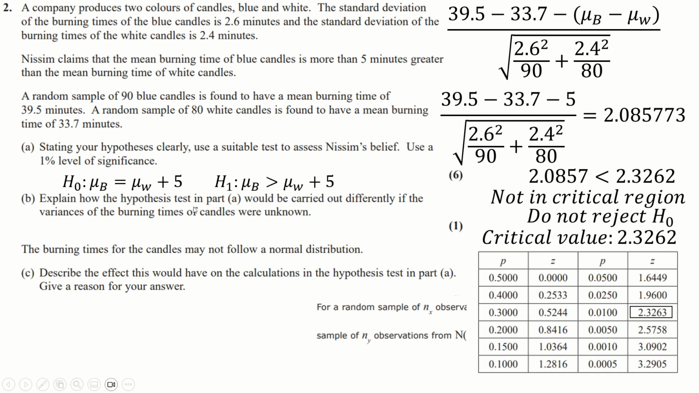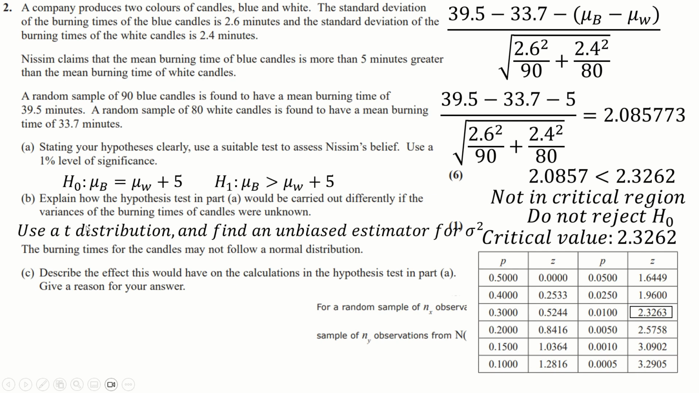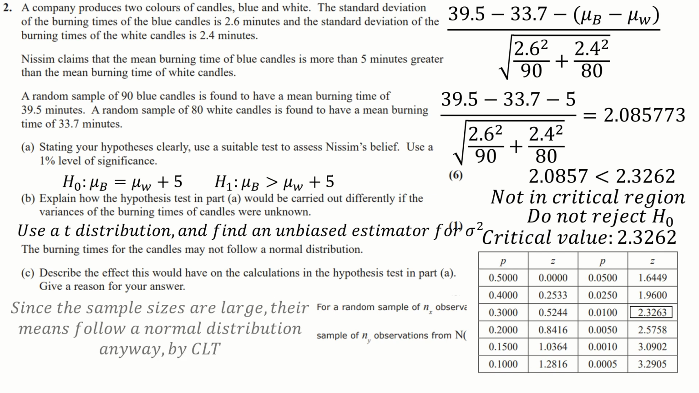Anyway, explain how the hypothesis could be carried out differently if the variances were unknown. So if the variances are unknown, you need to get some unbiased estimators for that. And then you can also use the t-distribution from there. And saying those 2 things will be more than enough to answer that.